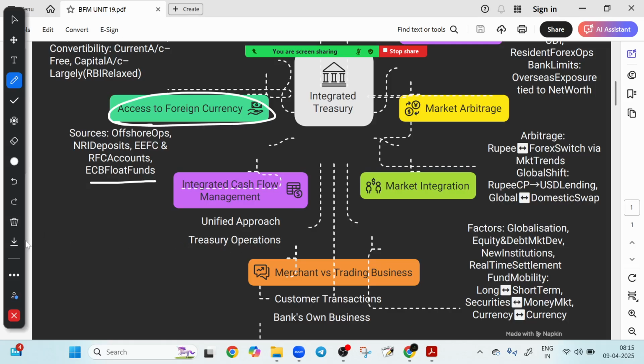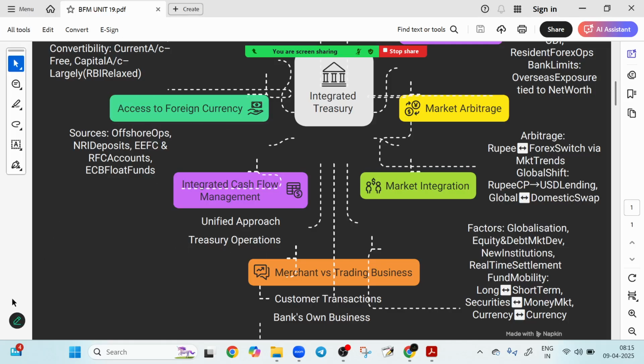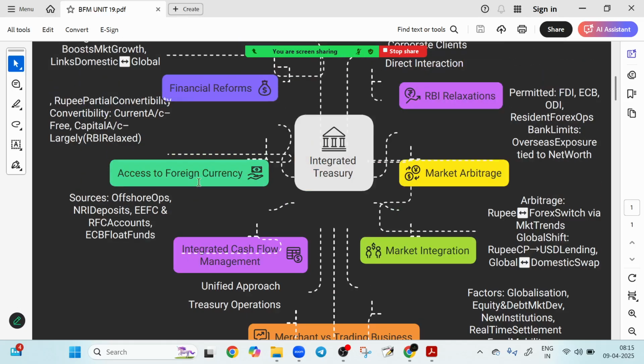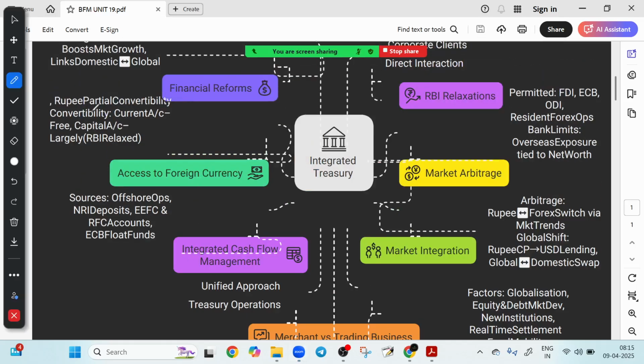If you look at the financial reform, friends, what is the financial reform all about? As you can see here, there is something called rupee partial convertibility. Financial reform plays a supporting role here. With partial convertibility of the rupee and liberalized capital and current account regulation, RBI has opened up treasury for a broader global playground. So remember, rupee is always partially convertible. Current account is freely convertible, capital account is relaxed, largely RBI relaxed.